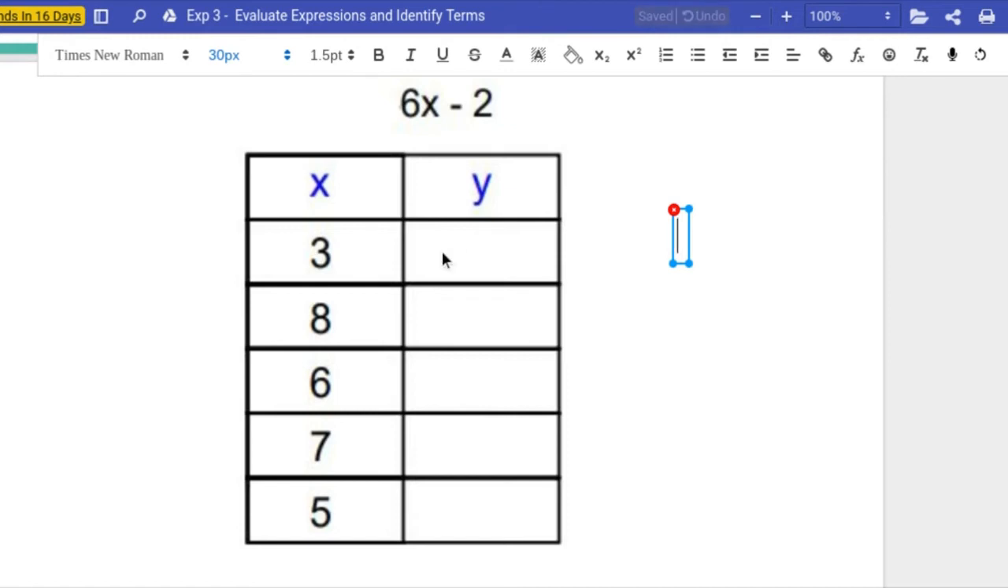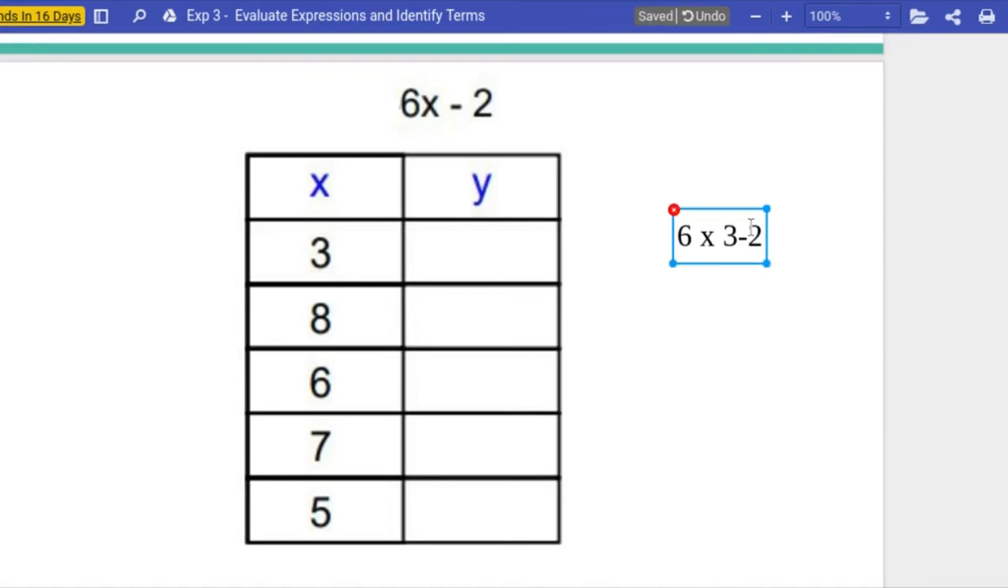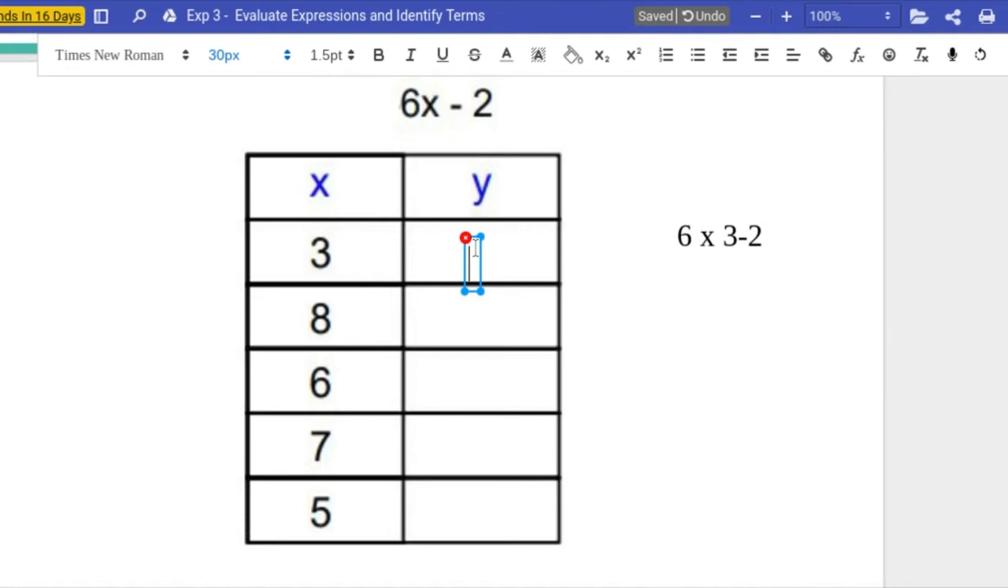Okay, if I put 3 in for x, this means 6 times x minus 2. So I would have 6 times 3 minus 2. And then I would use the order of operations. So I would do 6 times 3 first, which is 18, and subtract 2, which is 16.